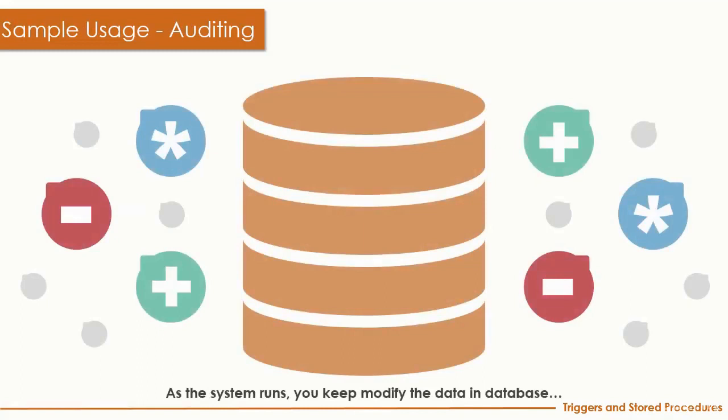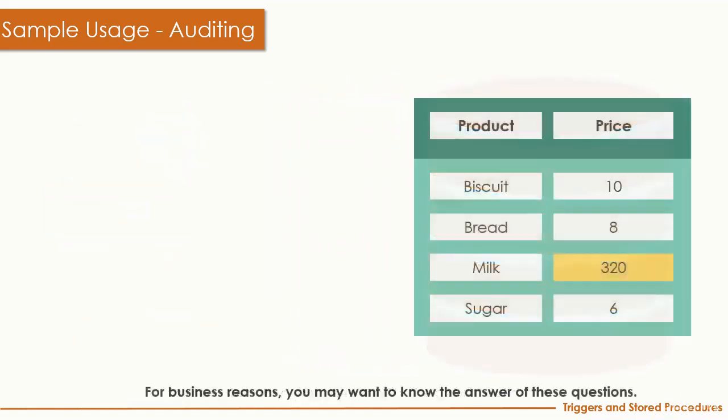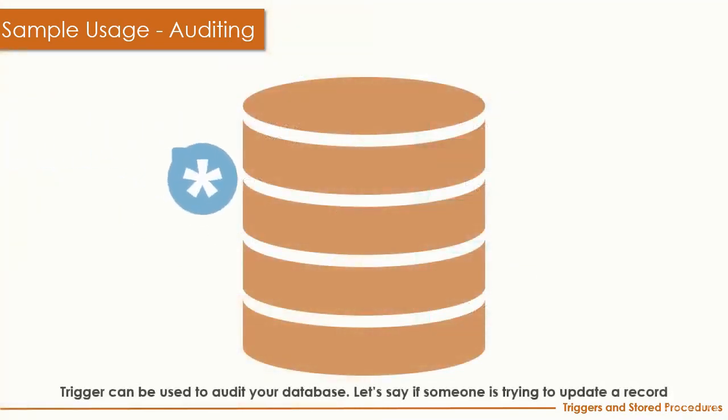Let's take an example. A trigger can be used for auditing purposes. As the system keeps running, you will keep modifying the data in the database. For some reason, you may want to know the answer to the following questions. Who modified the price of the milk to $320? It's crazy. I suppose it's $3.20. You want to know who made the change and what time the change was made, so we know the impact. Then the trigger is useful here. A trigger can be used to audit your database.